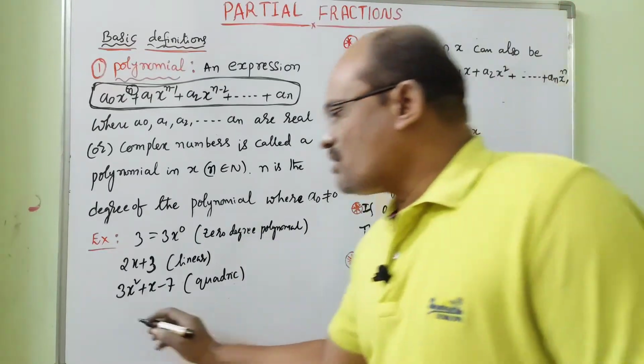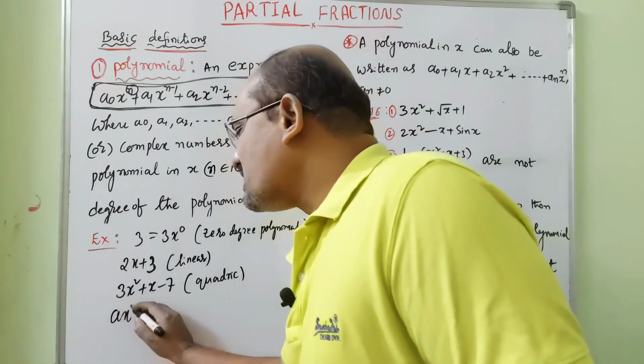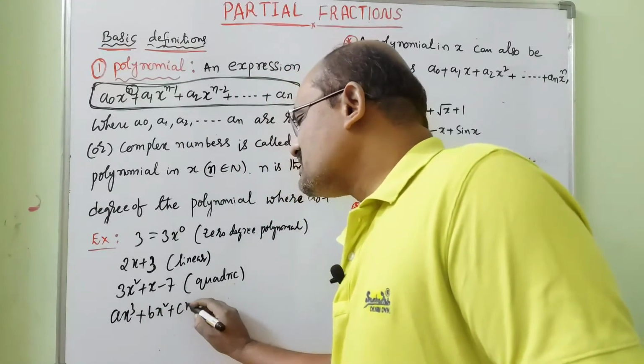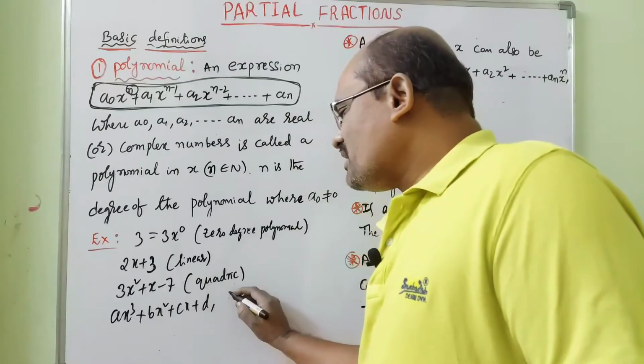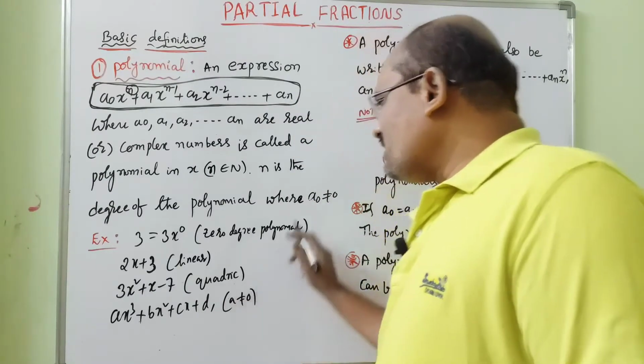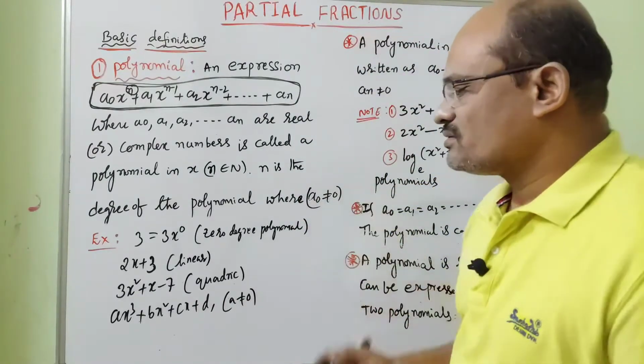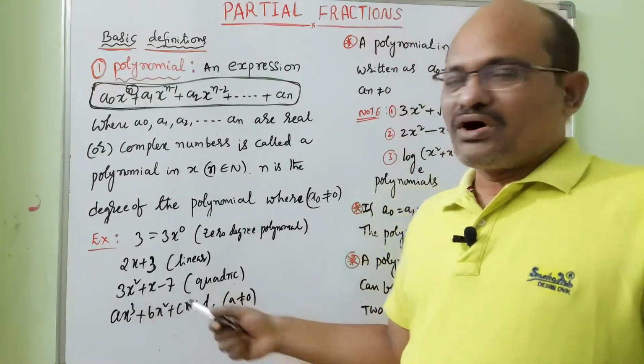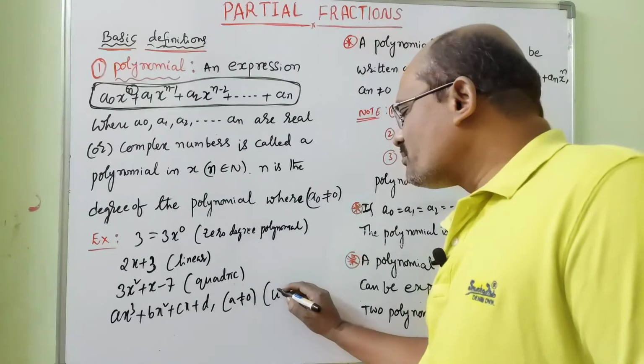Now I want to take one more, say ax cube plus bx square plus cx plus d. Remember, the leading coefficient a should not be 0. Its degree is 3. It is a third degree polynomial. It is called a cubic polynomial.